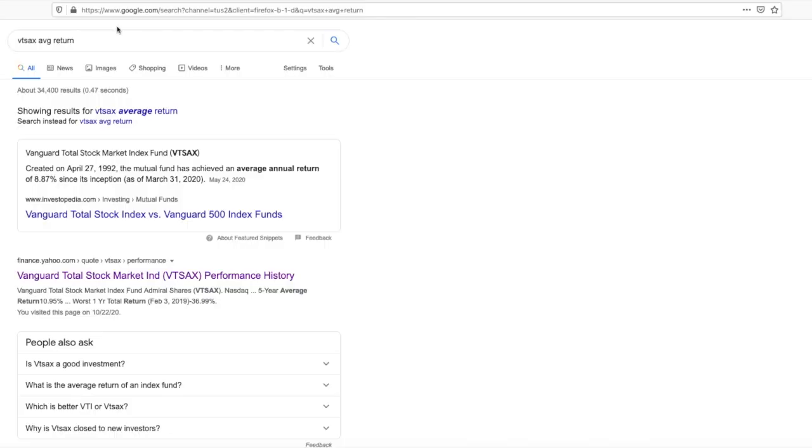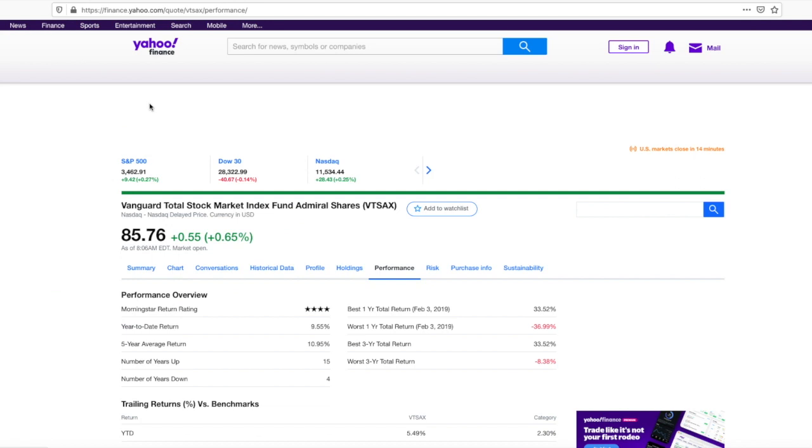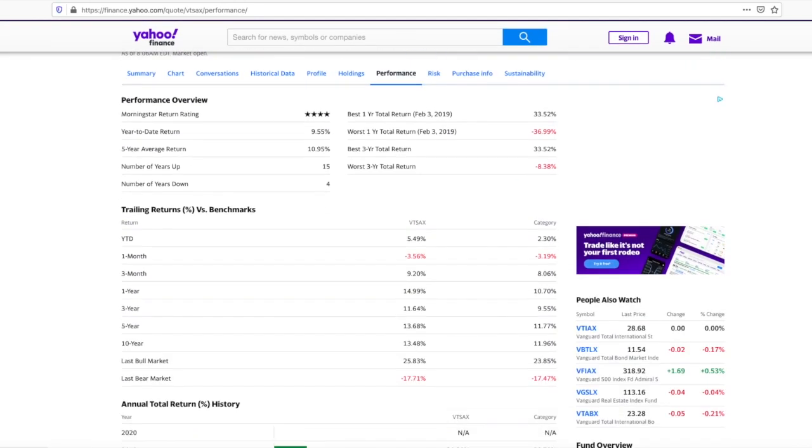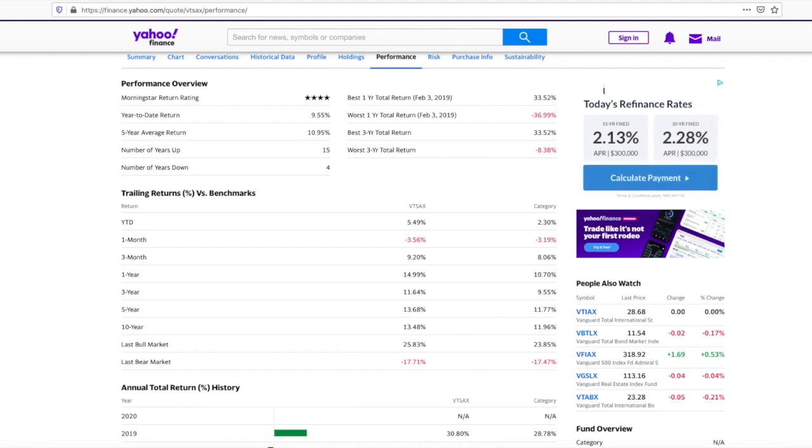All right, so we're going to check out how you can retire early, okay? So we're going to go to VT Sachs Average Return. Now, this is one of my favorite index funds. This is one I personally invest in myself. There are other funds you can invest in yourself too, but this is one of my favorites and one I highly recommend. I've made money off it very easily.